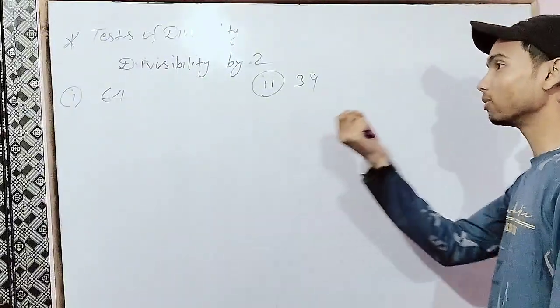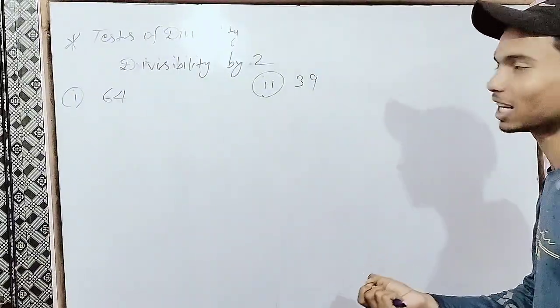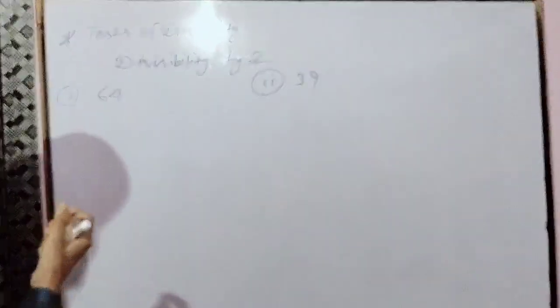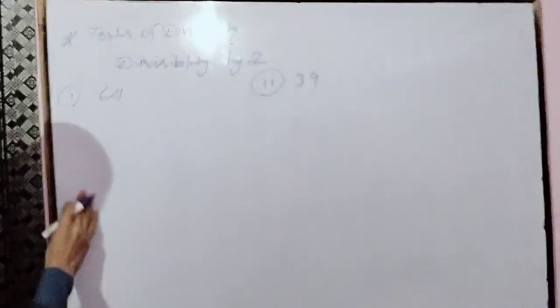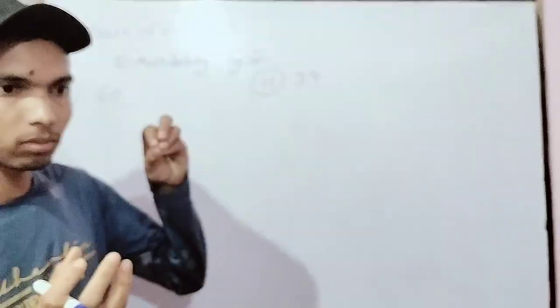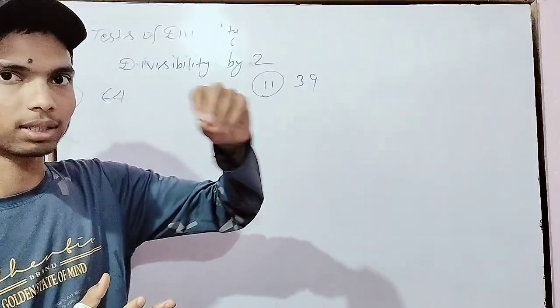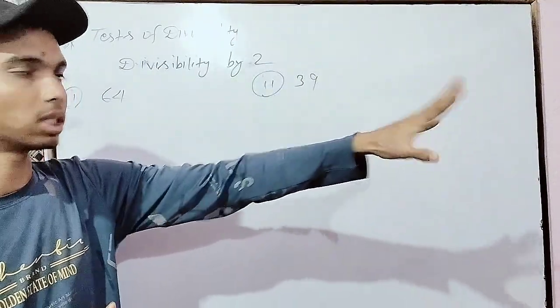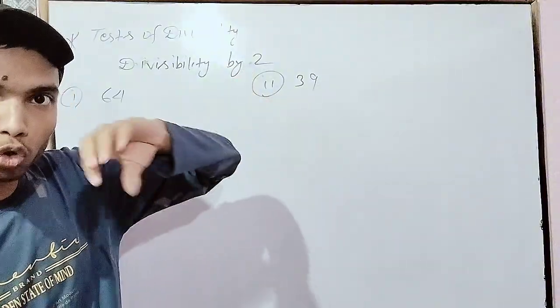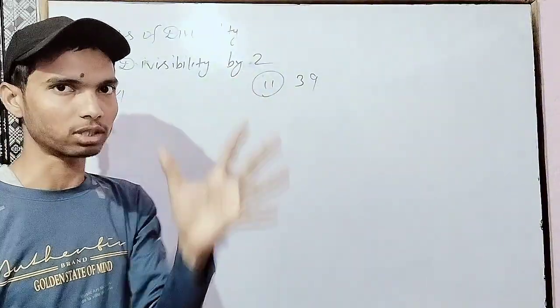This number will be divisible by 2. So how to identify? What to investigate? Just observe the digit which is at the ones place. In the case of divisibility by 2, first look at the digit which is at the ones place.